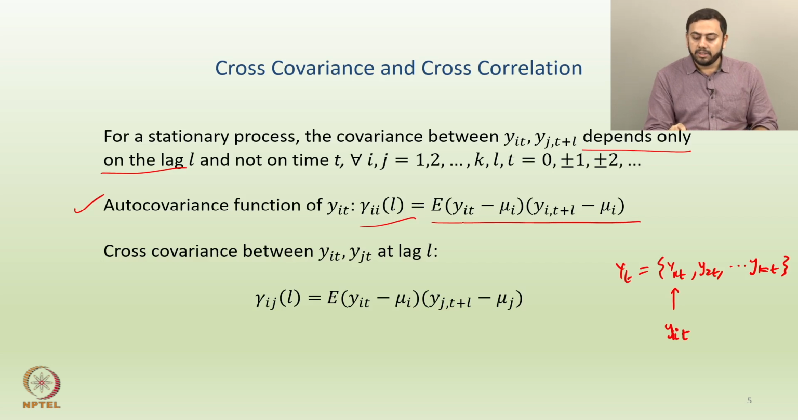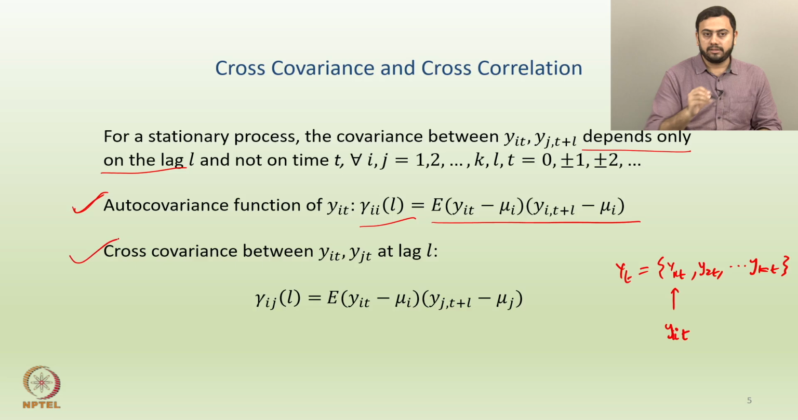Now, the only thing we are doing is shifting the timestamps by some lag. So, y_it and then y_i,t+L, and then we want to find the covariance between these two. Hopefully, you understood the idea that autocovariance is always defined on a single series. But now, the second idea, which is different, is can we define a cross covariance? So, cross covariance between any two series, y_it comma y_jt at some lag.